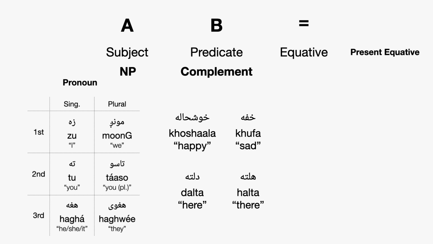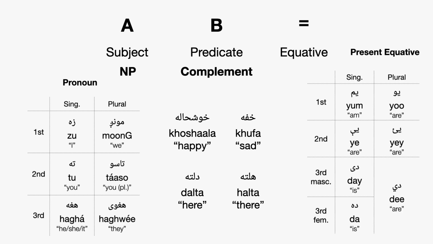So here are all the conjugations for the present equative. Depending on the person or thing that we're talking about, we have to choose the right form, the person and the number, to match what we're talking about. So we'll say either yum, yu, ye, de, da, or di, like that. So if I'm saying ze, I, khoshala, then I have to say first person singular, yum, ze khoshala yum, like that. If we're talking about mung, we, mung khoshala yu, like that.